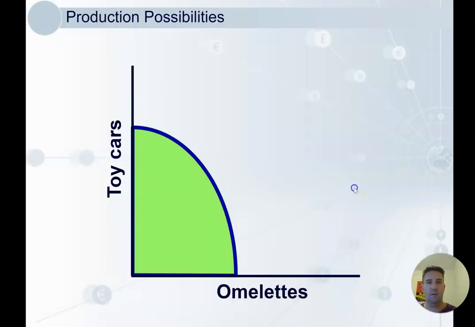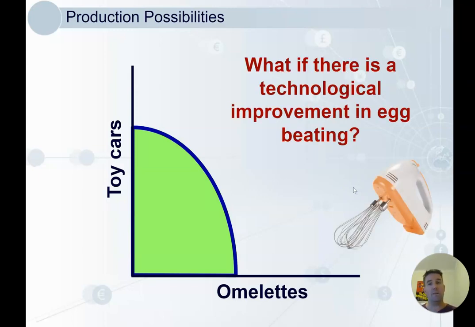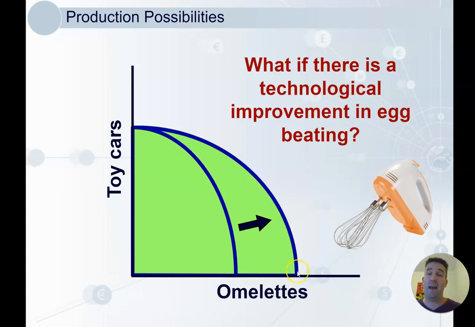Next, toy cars and omelettes again. What if there's a technological improvement in egg beating? So we've got that electric egg beater rather than people doing it by hand. If we have this tech improvement and we put all our resources towards toy cars, can we make any more toy cars? No, there's no egg beating involved in making toy cars. So that doesn't change. Can we make more omelettes? Yes, we can. So it shifts out just on one axis. We can show it like this.